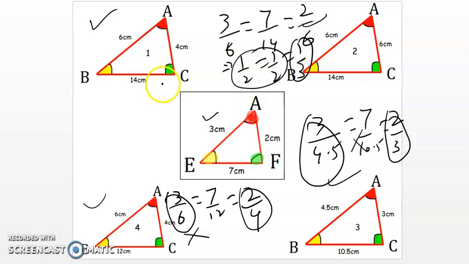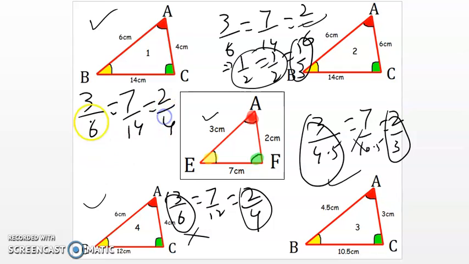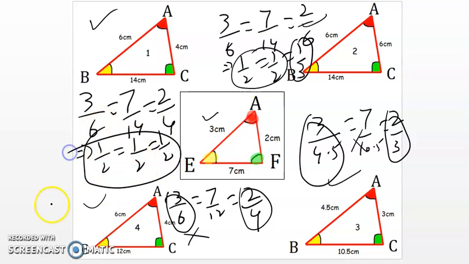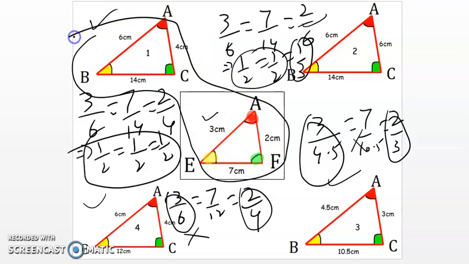Now our last hope is triangle number 1. Let's see if we get the same answer. So it's 3 by 6, 7 by 14 and 2 by 4. As you can see, all the corresponding sides have the same ratio. So we can conclude that the center triangle and triangle number 1 are similar triangles. I hope this exercise makes the concept clearer.